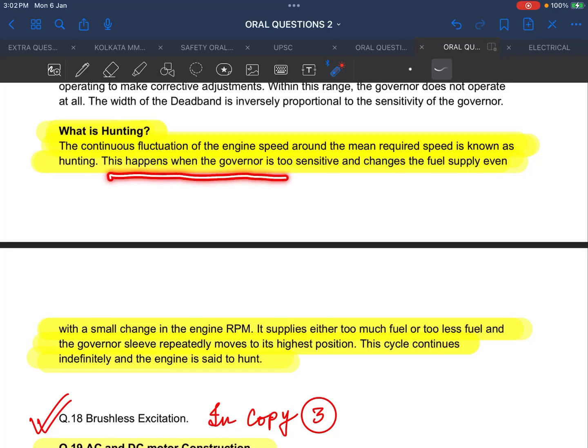What are the reasons? Basically this happens when the governor is too sensitive. It means the governor starts sensing very small changes and changes the fuel supply. If there are continuous changes in fuel supply, the governor will sense and increase or decrease the fuel supply, and due to this hunting will occur.